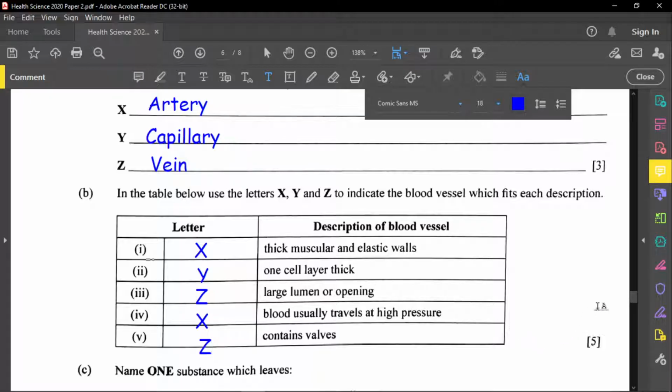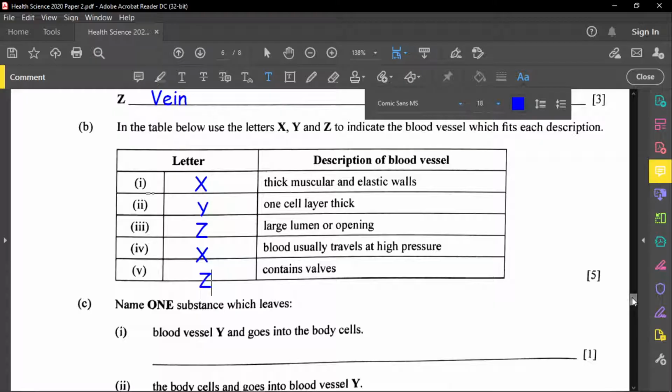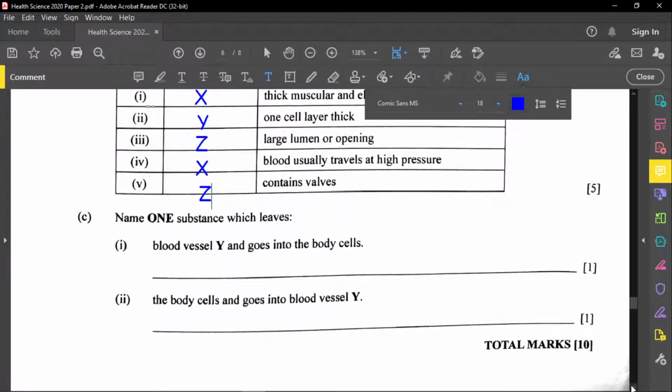Okay. All right, so part C now is to name 1 substance which leaves blood vessel Y and goes into the body cells. So what substance will leave the Y and go into the body cells? In other words, what leaves the capillaries into the body cells. So think about what the cells of the body need. The cells of the body will need glucose, right? Need glucose. You can also put oxygen. Oxygen is needed by the cells as well for respiration.